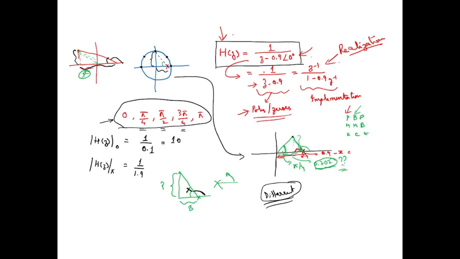Okay, so now if you see the numerator, there are no z terms, so that means there are no zeros in this system. For finding the location of the poles, what should we have? We should put z minus 0.9 equal to 0. That gives us z equals 0.9. So that means at z equals 0.9, we have a pole located.